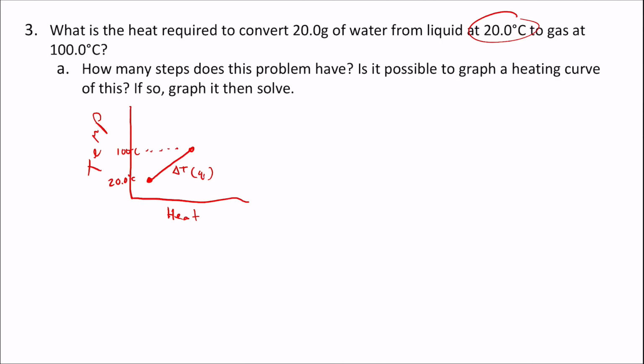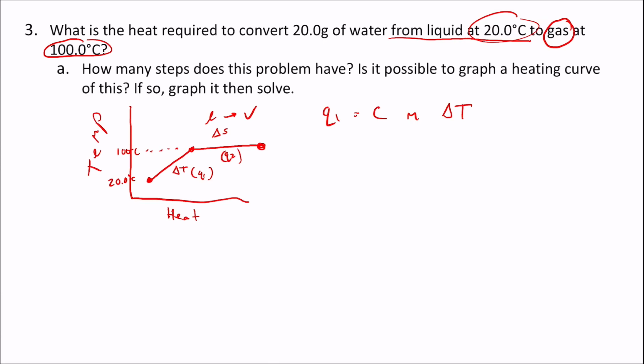All right, and then it also says from liquid at 20 to gas at 100. So we can't stop there. If it said liquid at 100, we'd be done. But because it says gas at 100, we have to do the plateau. And we have to change the state. So we're going to go from liquid to vapor. And this one's going to be Q2. All right, so we have two things we need to do here.